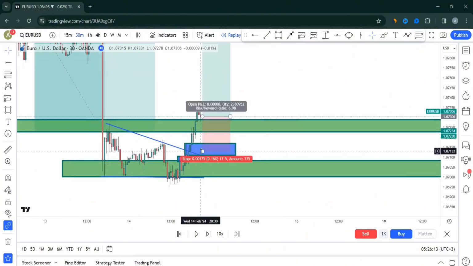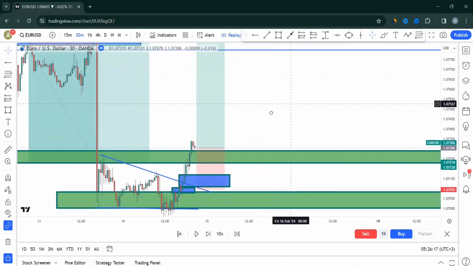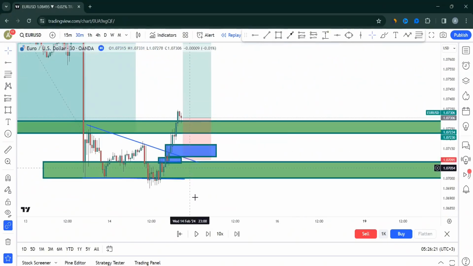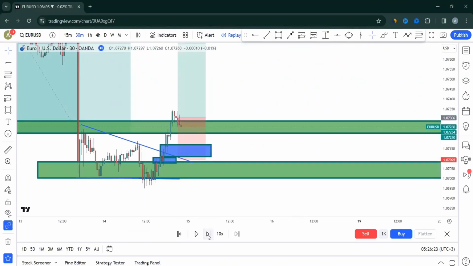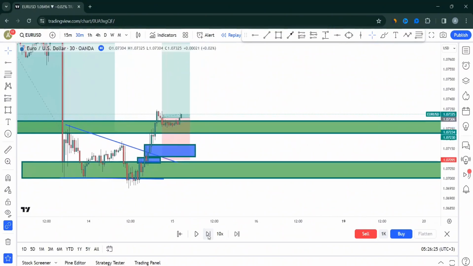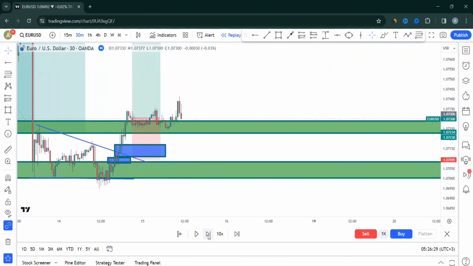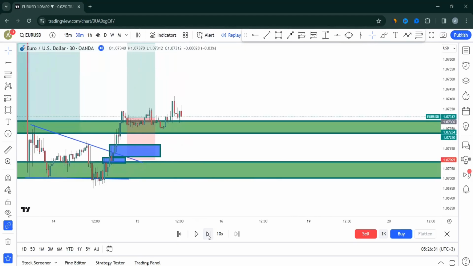So there's a possibility of the market coming to test this area. I'll put my stop loss just below there. So let's see how the market plays out. If it comes and tests this area here, well and good, then we shall be able to, if you want, take another entry. So let's wait and see.